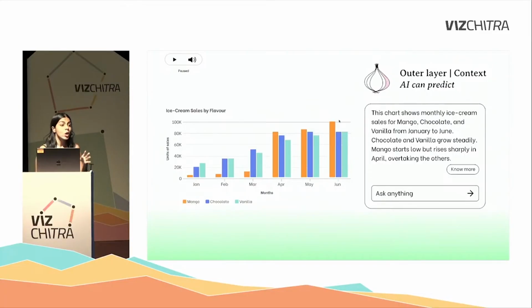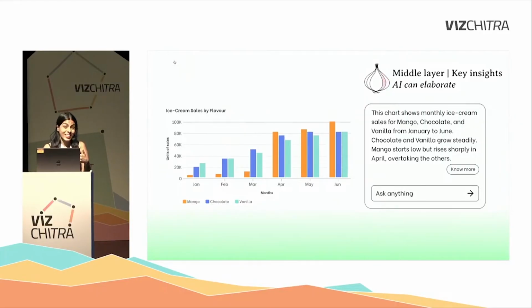high-level context, which can be very proactive because AI can predict that. "This chart shows monthly ice cream sales for mango, chocolate, and vanilla from January to June. Chocolate and vanilla grow steadily. Mango starts low, but rises sharply in April, overtaking the others." And so this gives you high-level context. What you're looking at, it gets you started. And user might want to know more.